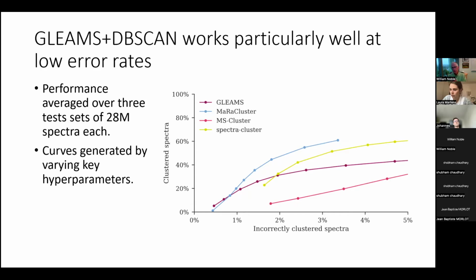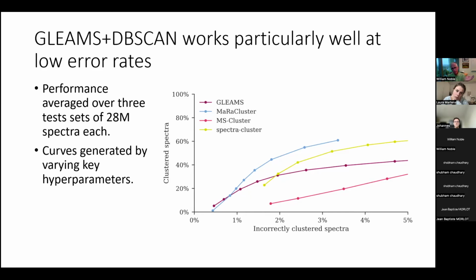all on the same test set. And what we're showing is the number of incorrectly clustered spectra as a function of the number of clustered spectra. And you make these curves by varying various parameters of the clustering algorithm. So the clustering algorithms usually have something that controls how many clusters the algorithm produces. And then for Gleams, we can vary the threshold. And what you can see is that Gleams is doing well, but it's doing particularly well at low error rates, which is where we would argue that the most interest lies, in getting below 1% error rate.